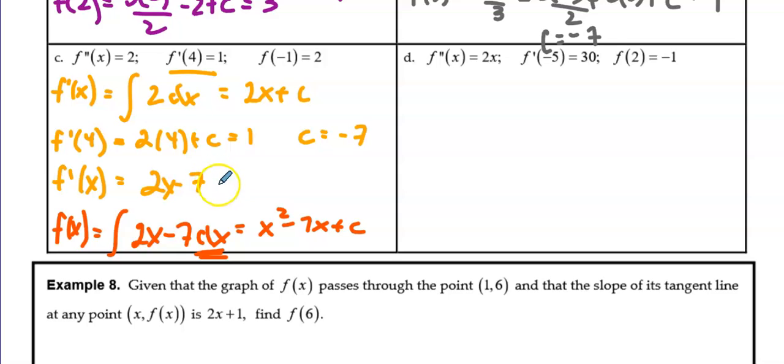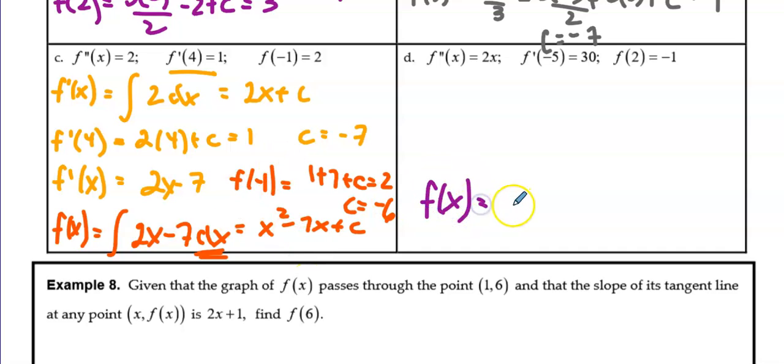So our new c. And so when I plug in negative 1 to our function, I'm going to get 2. So that means that c is going to be equal to negative 6. So our actual function itself is going to be, I'm going to write right here, f of x is going to be equal to x squared minus 7x minus 6. And that's the answer. You don't have to factor that or anything like that. That's the answer given this.